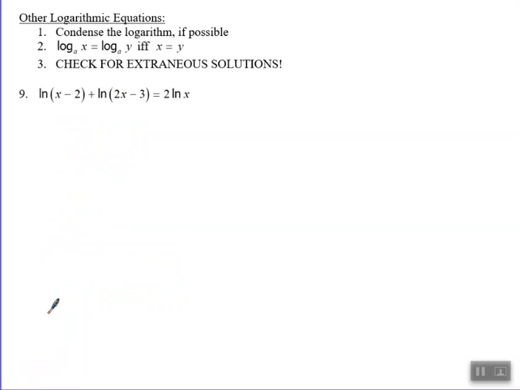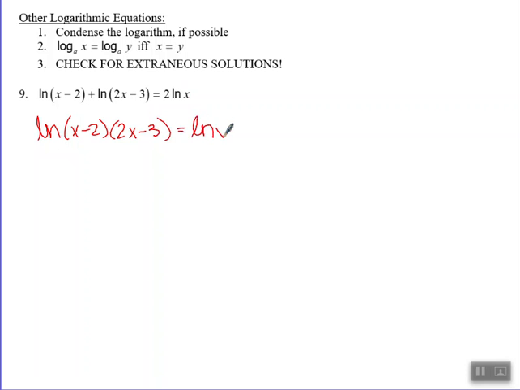Lastly, we have another problem here. This involves a slightly different technique. Here we want to condense the logarithm first, and then we're going to use the fact that log base a of x equals log base a of y if and only if x equals y. And then of course check for extraneous solutions. So let's start by condensing this logarithm. Since we have the sum of two logs, we can rewrite that as the log of a product on the right side of the equation.